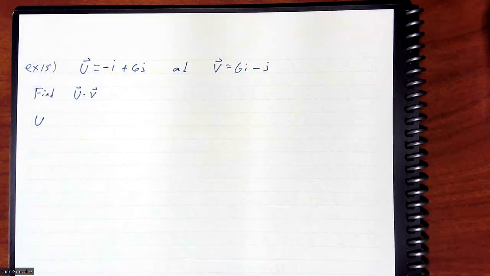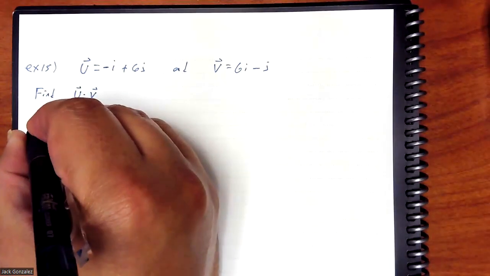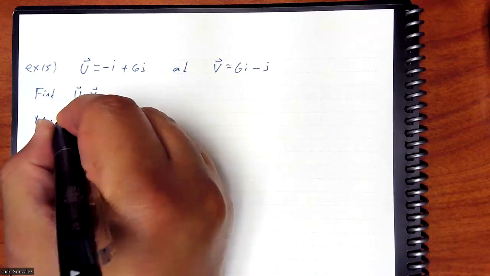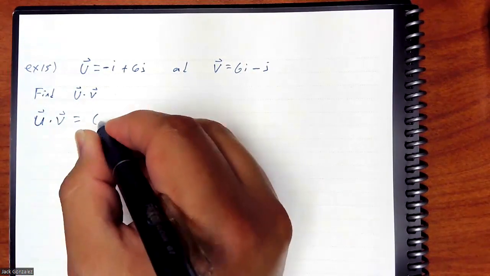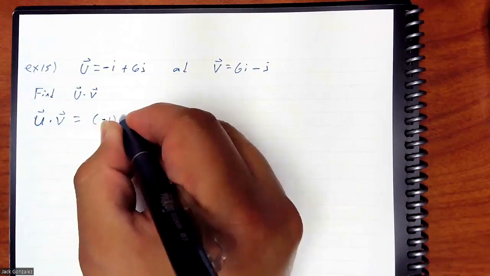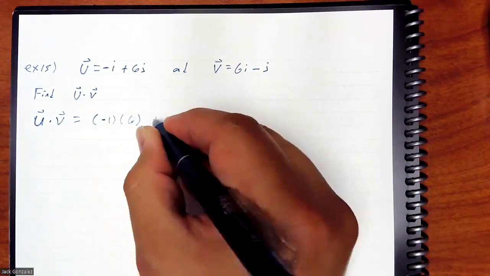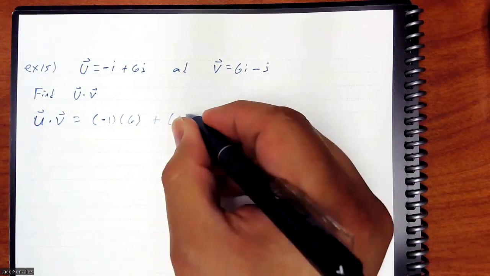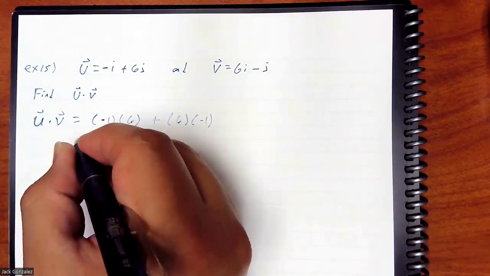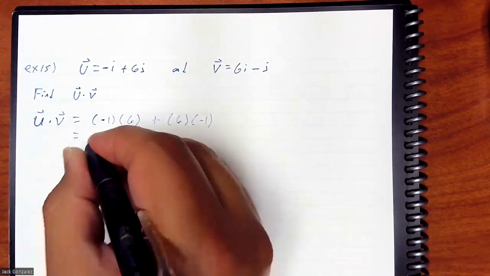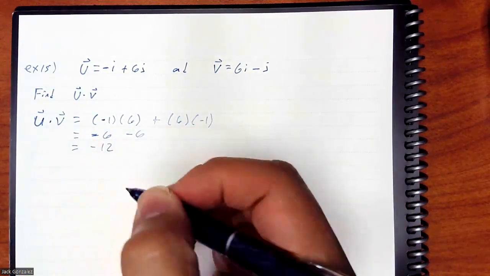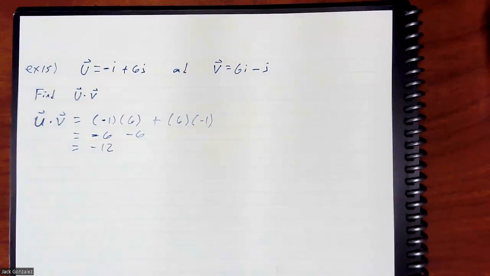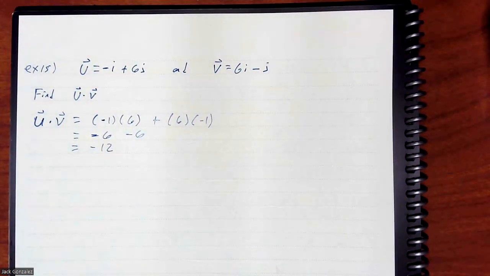Okay. So u dot v, you just multiply the i components plus the j components multiplied. And that's it. It'll be -6 minus 6. Just so happens they're the same. We get a number, -12. That is it.